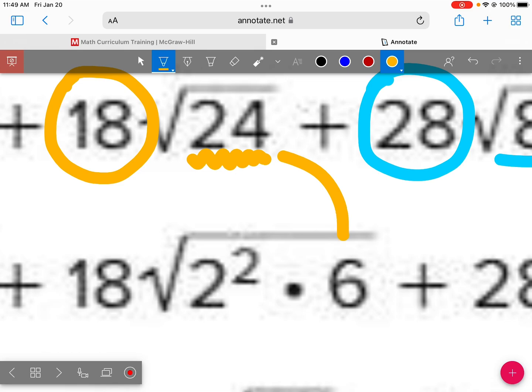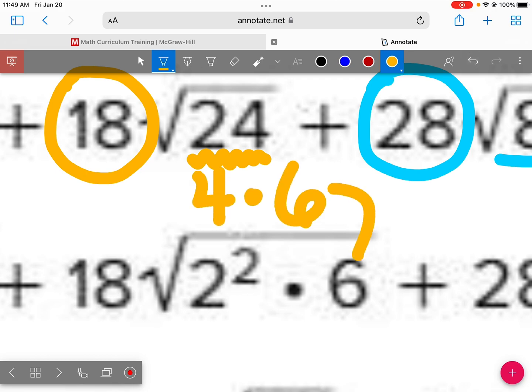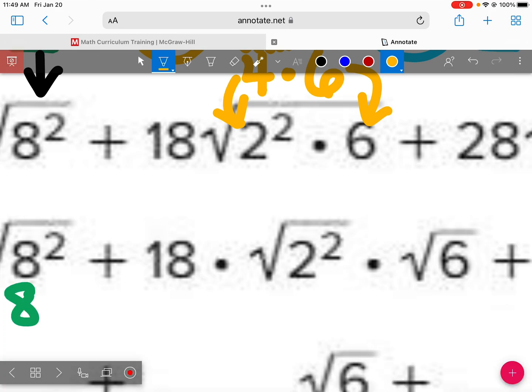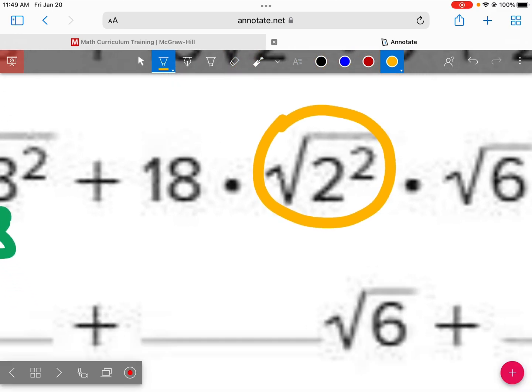What's 24 divided by 6? 4. So this is 4 times 6. But they wrote 4 as 2 squared. Why did they write 4 as 2 squared? Yes. What is the square root of 2 squared? 2. So that would be 18 times 2.